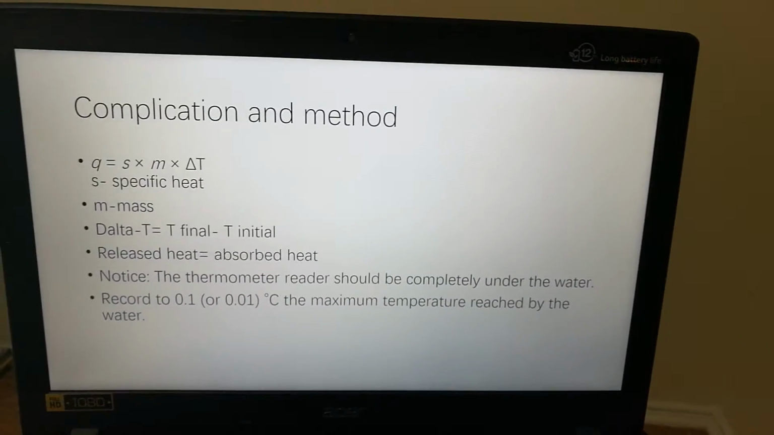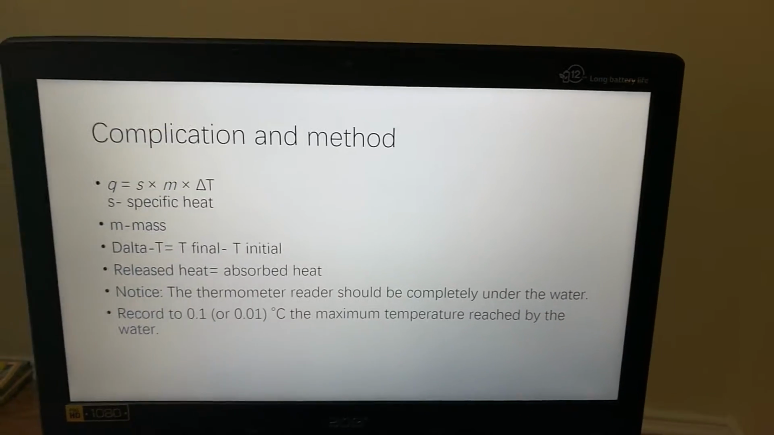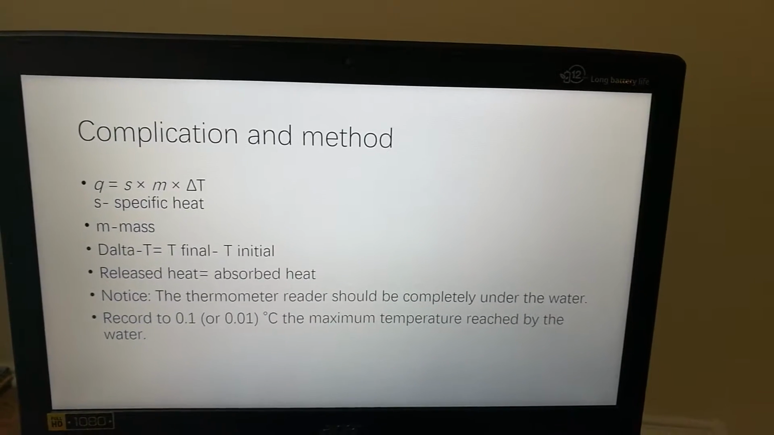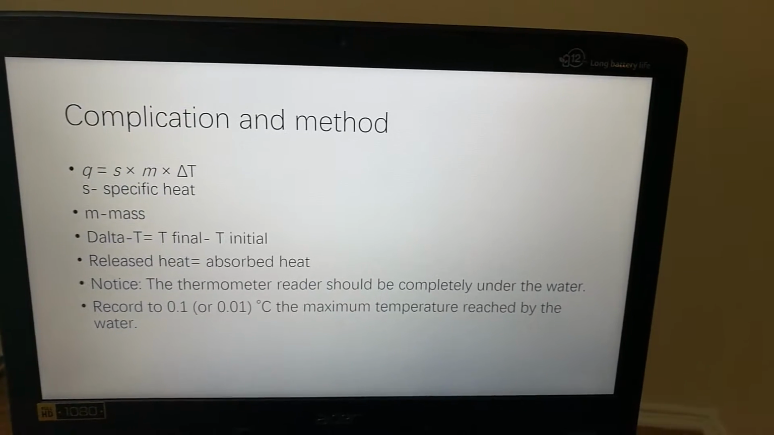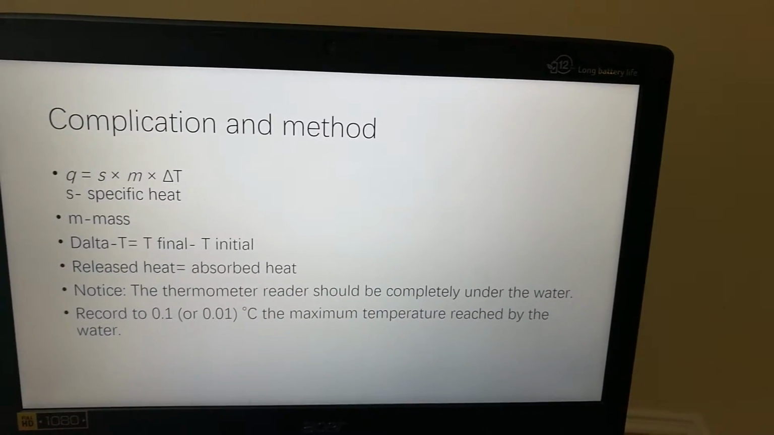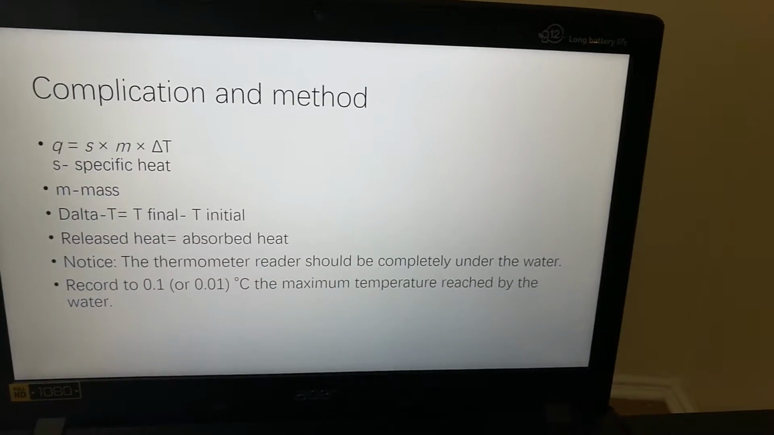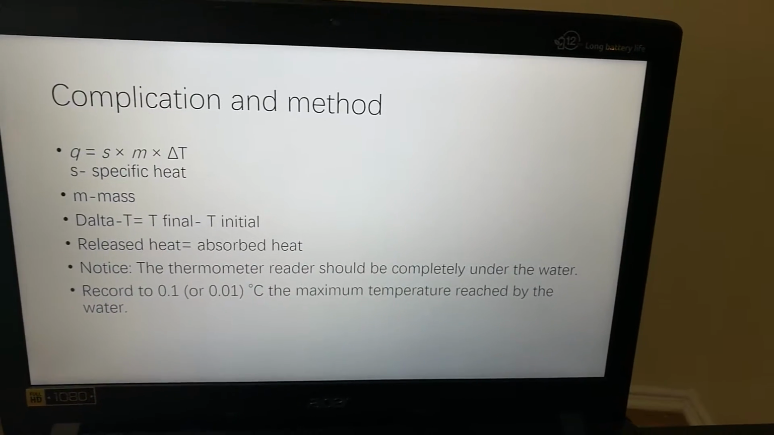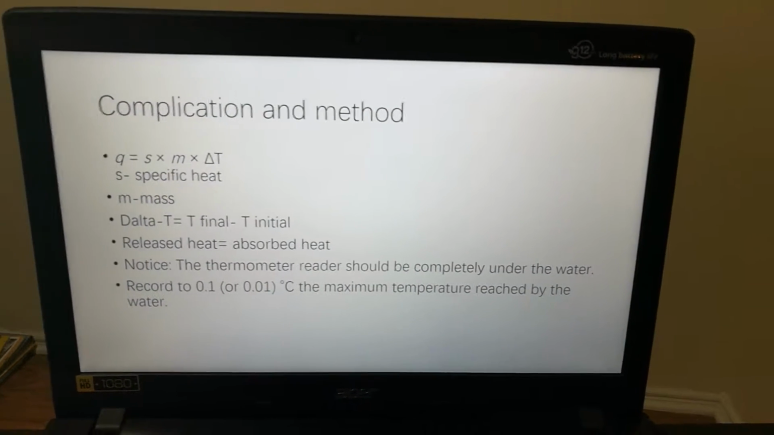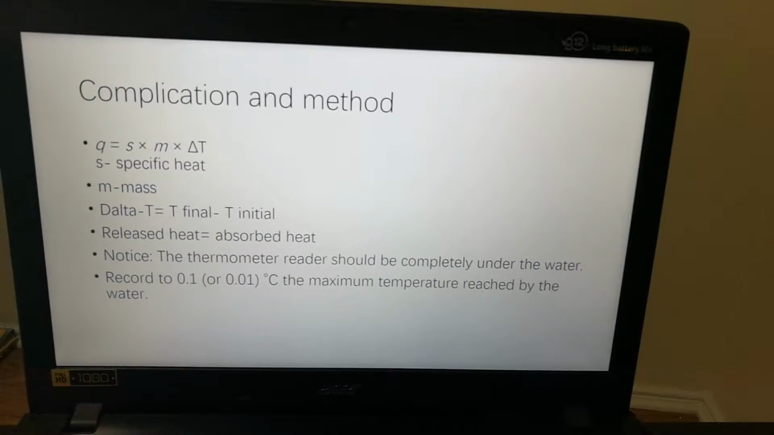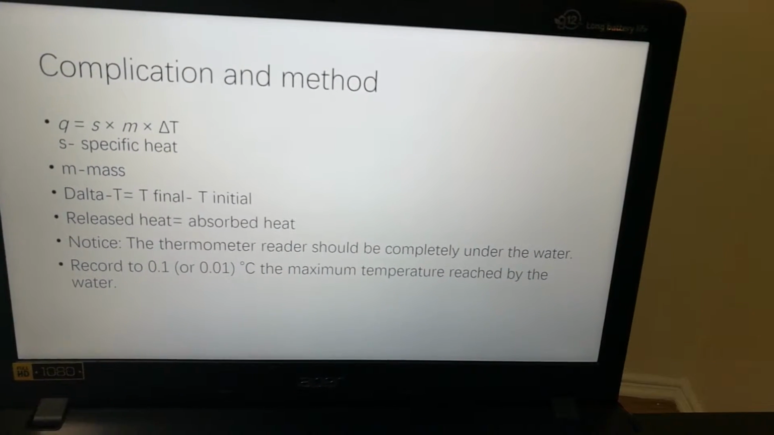Now is the complication and method. There are two main ideas. First, we need to use the equation: the heat equals the specific heat multiplied by mass multiplied by delta T, which is the change of the temperature. And because we use the calorimeter and there's no exchange between the system and the external world, we can use the conservation of energy, so that the released heat equals the absorbed heat.